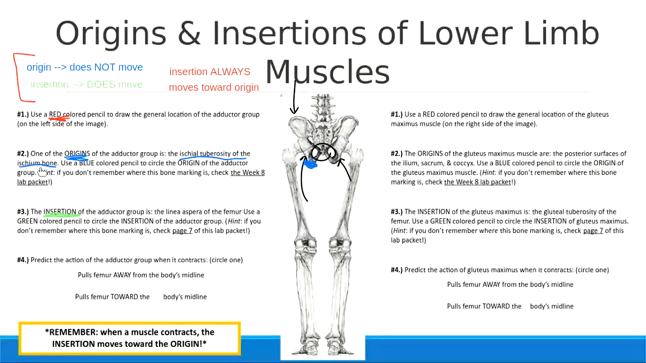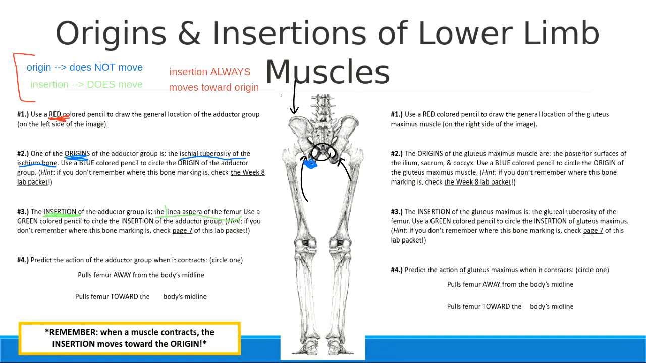The reason we're learning bone markings is because they are the attachment sites for muscles. So the ischial tuberosity is the bump where specifically one muscle that attaches there is the adductor group. So we have labeled our origin, our non-moving attachment site. Now we need to label our insertion. Our insertion is our moving attachment site. So let me get my pencil back here. When I look at what my insertion is, this is something called the linea aspera on the femur.